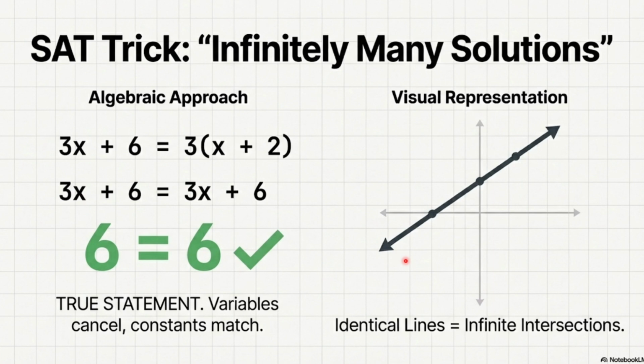Now let's talk about our second math. At the end of our algebraic approach, we got 6 equals 6, which is a true statement. So it means infinitely many solutions. And if we talk about visual representation, which we have seen on Desmos, we got two identical lines. It means infinite intersections. Identical lines means infinite intersections, and it means infinite solutions.